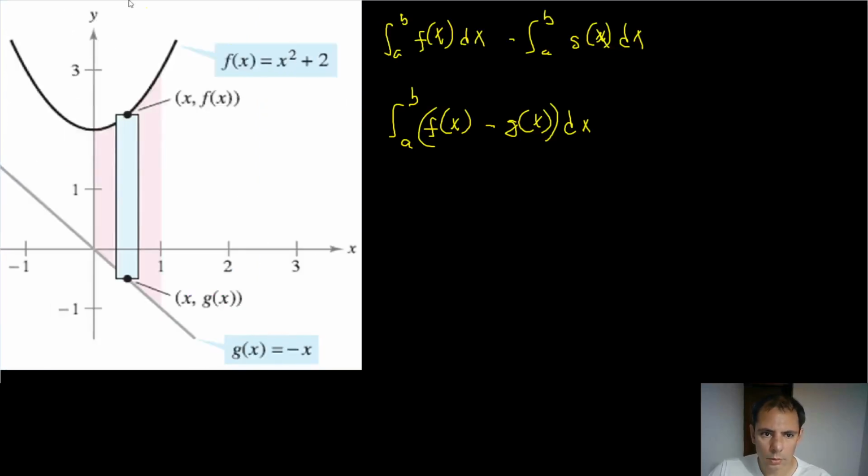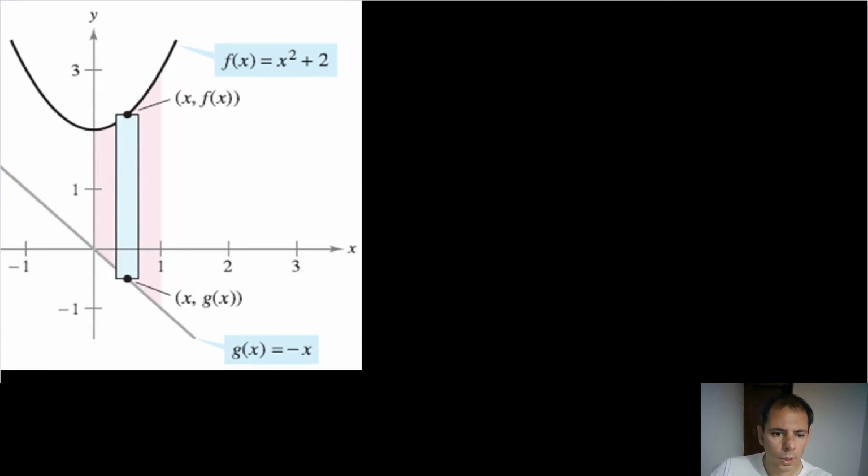Okay, so how do we find this? What you want is this entire area here between these two graphs from x equals 0 all the way to x equals 1. So you're going to have the integral from 0 to 1 of x squared plus 2, which is the f of x, minus the g of x, which is minus x. So minus x plus x, and then you have the dx.